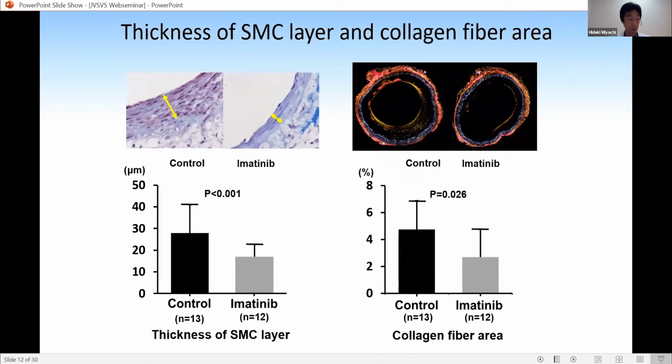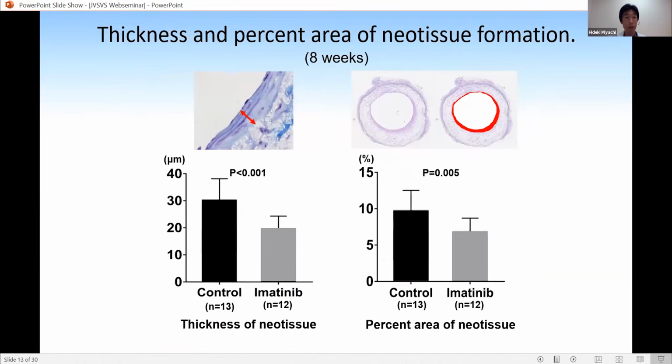The thickness of the SMC layer and the collagen fibers in BVG were measured using microscopic images. The thickness of the SMC layer and the collagen fiber area in the imatinib group were significantly smaller than in the control group. The thickness and the percent area of neotissue formation were manually measured and were significantly smaller in the imatinib group than in the control group.